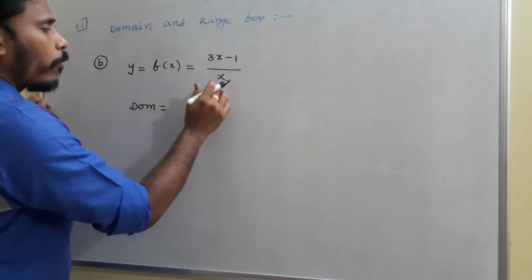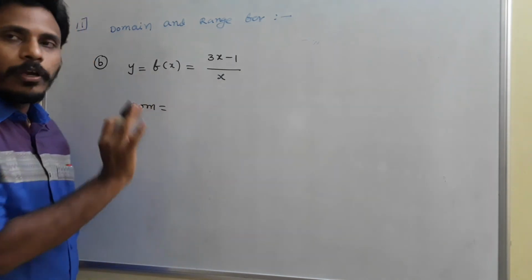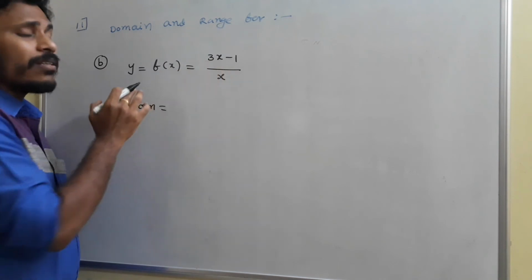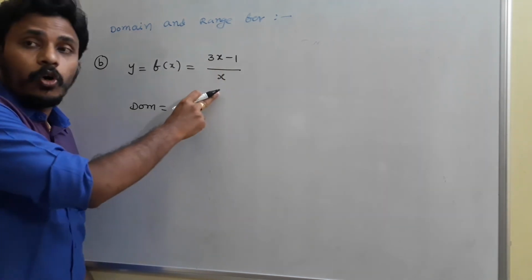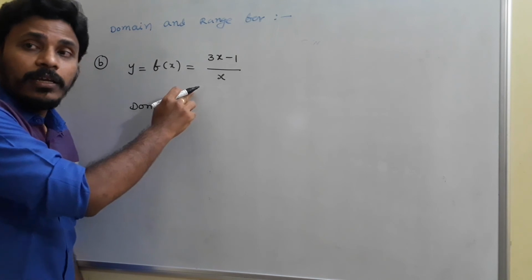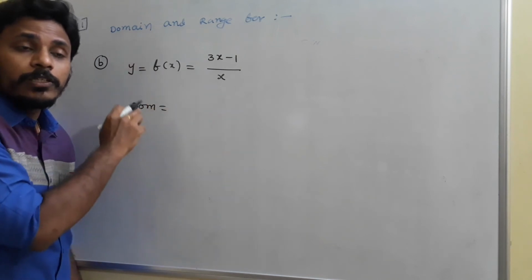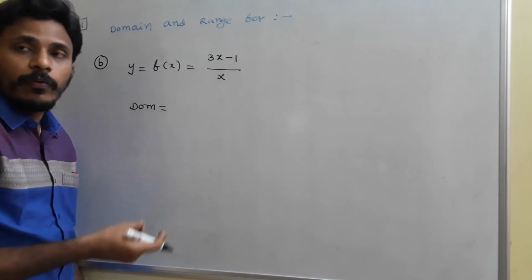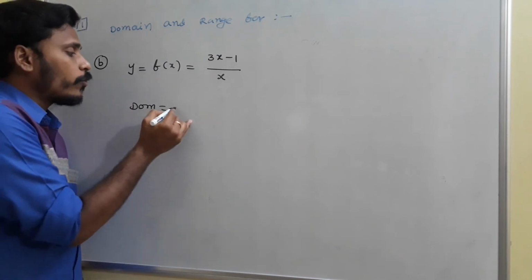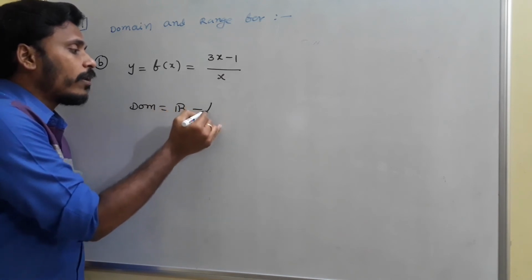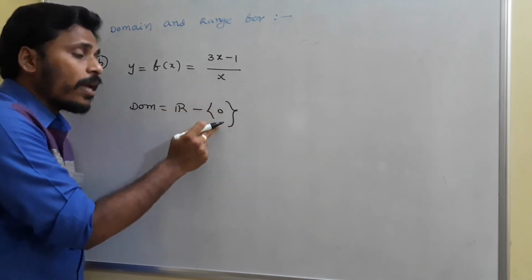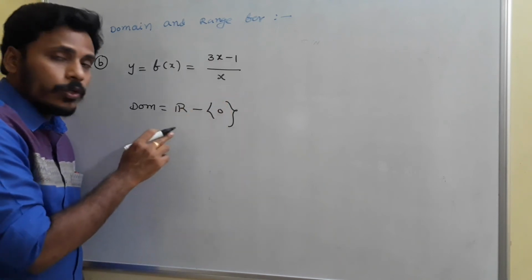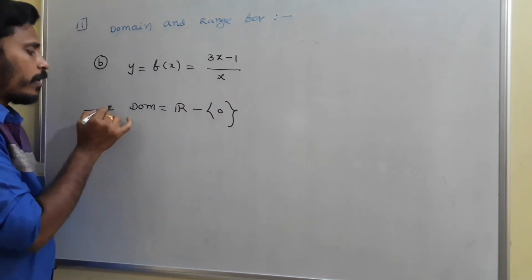Domain means all the possible values of x for which y is okay. If x is 0, the denominator is 0, so y is not okay, because the value is infinity, which is not in the real numbers. But we always need real values for x and y. So you take the domain as all the real numbers minus 0. Why 0? Because the denominator is 0 only at x equals 0, so you need to eliminate it. The domain part is clear.